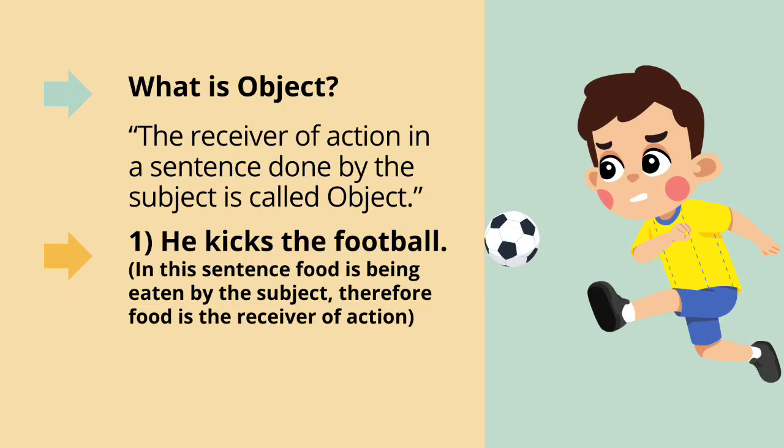The boy is kicking the football, and the boy is the subject who is doing something. What is he doing? He is kicking. He is kicking to whom? To what? He is kicking a football. A football is the main thing on which the action is being done. So we will say that an object receives the effect of the action.